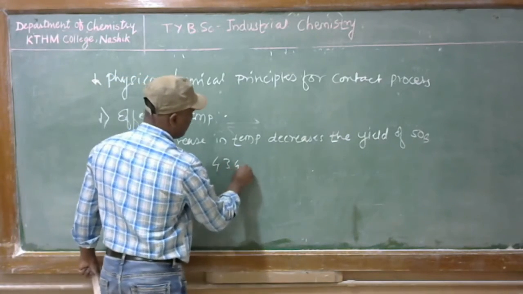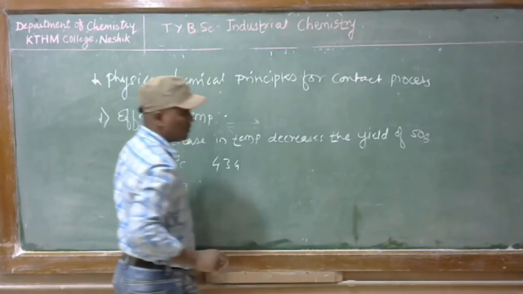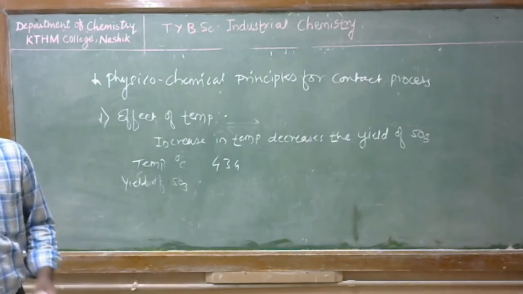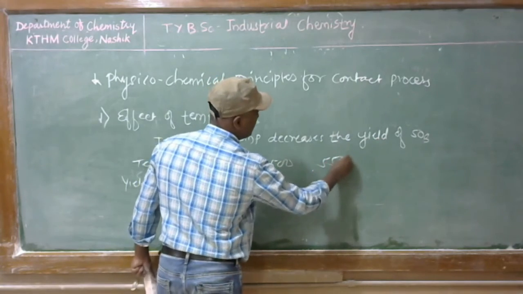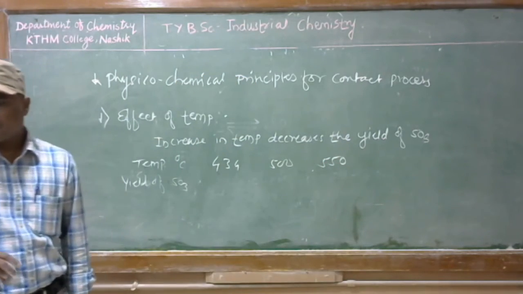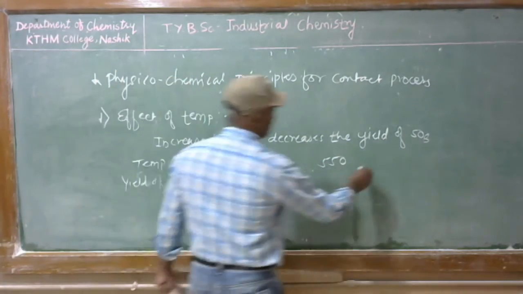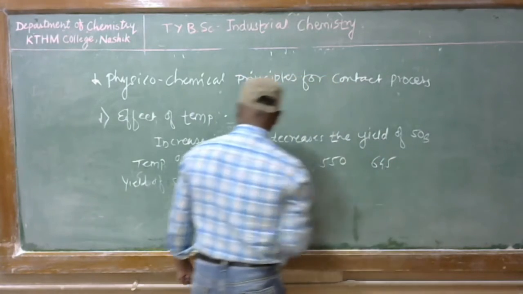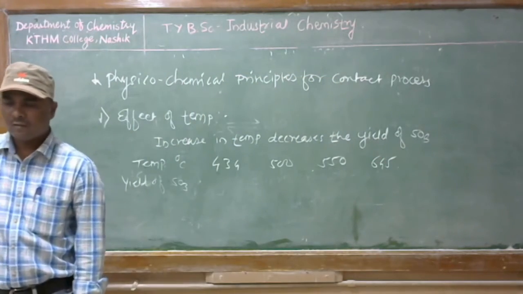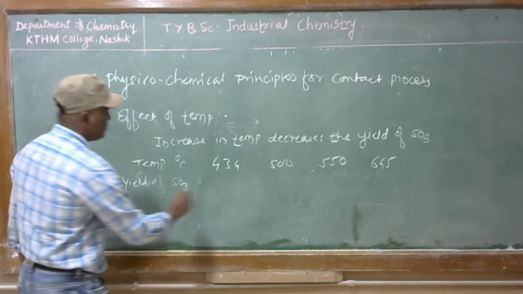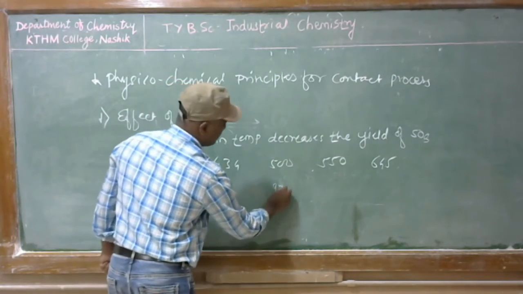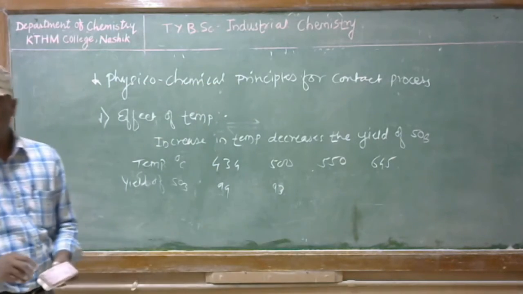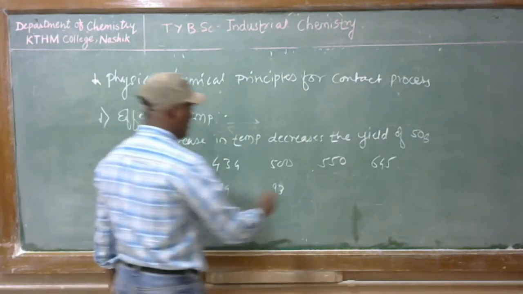Temperature 434, 500, 550 and 645. If you observe this table, the yield is 99, 93, 85 and 65.